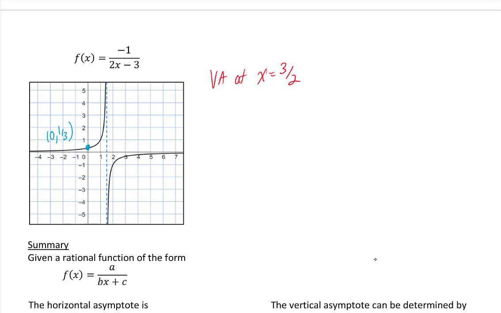And how can you get that? Well, if you look at the denominator for this expression, we know that if 2x minus 3 equals 0, my function will be undefined. So if I solve this equation, I'll get x equals 3 over 2. And once again, if we describe the end behaviors, as x goes to plus or minus infinity, y goes to 0. We have a horizontal asymptote at y equals 0.